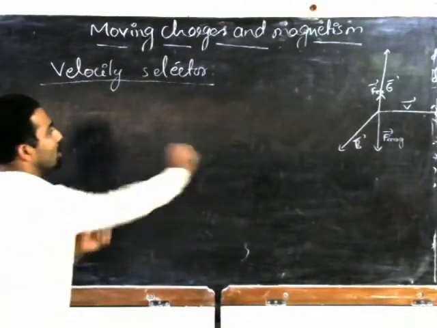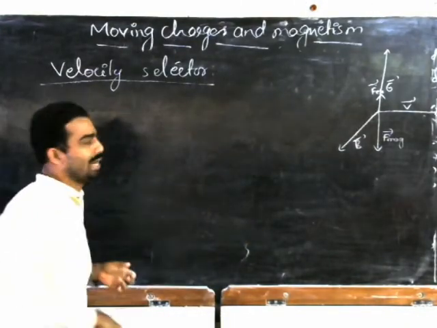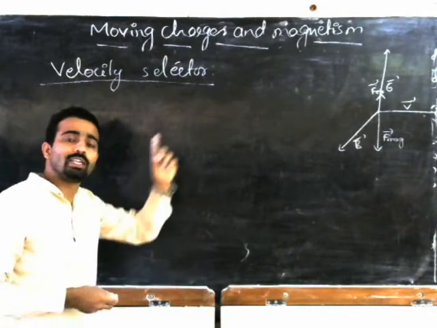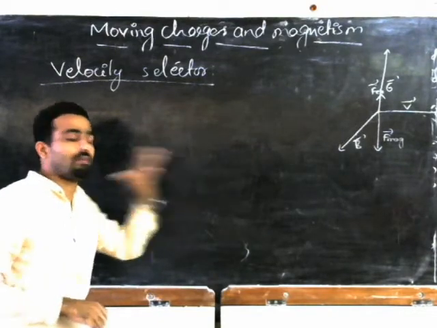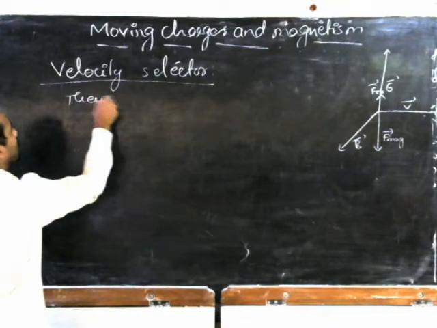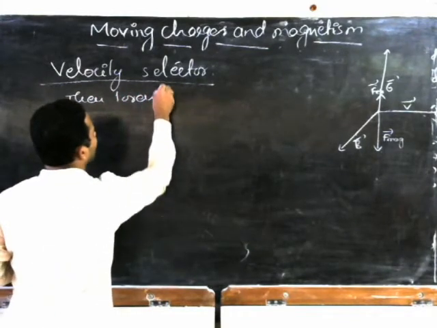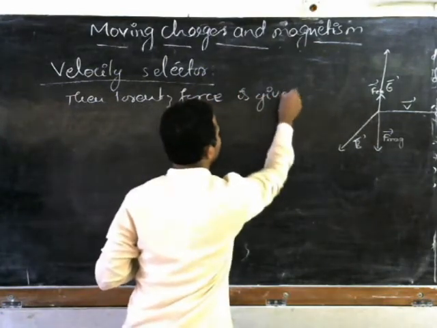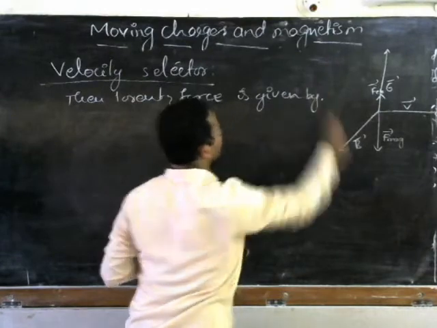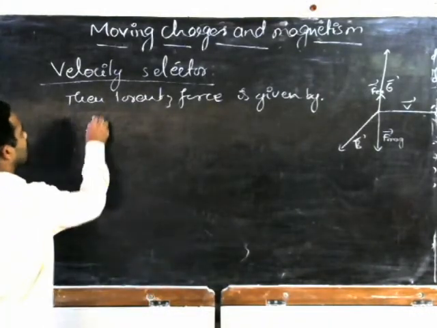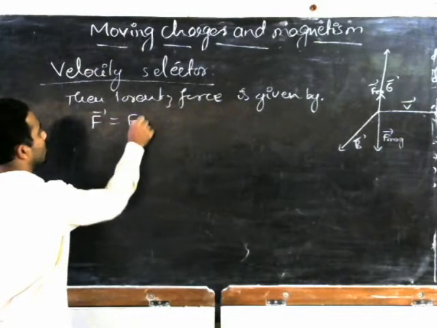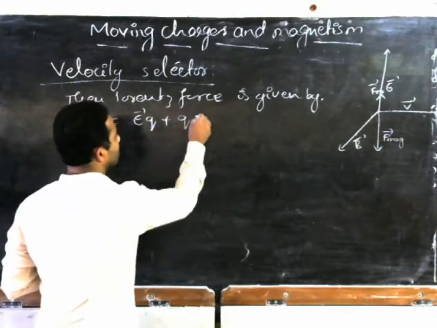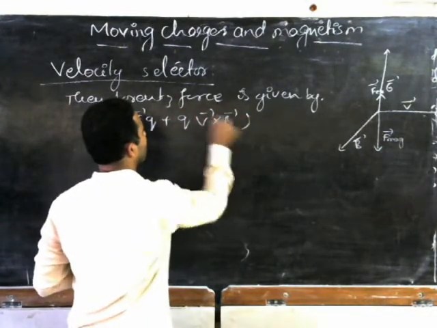Yes, let's see. If the two fields exist, and if you want to find the force on the charged particle, then we should take the Lorentz equation. The Lorentz force is given by F is equal to E into Q plus Q into V cross B.